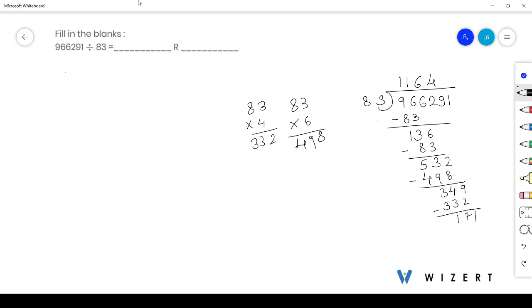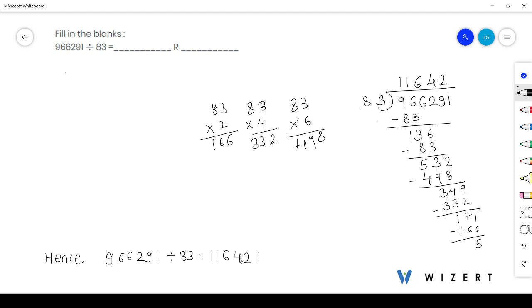Before 17 there is a 16 in 8 table, which is 2 times. So 83 into 2 is 3 2s are 6. 8 2s are 16. 166. So we can take here 2. 171 minus 166 is 5. Hence 966,291 divided by 83 is 11,642. Remainder 5.